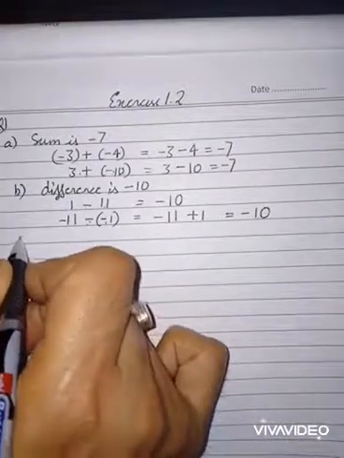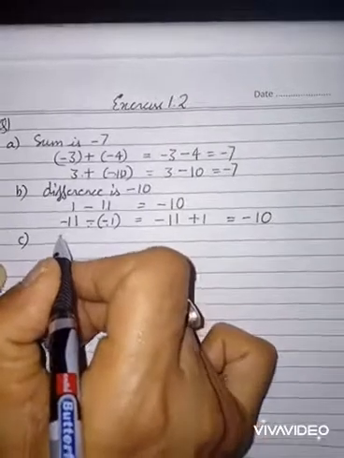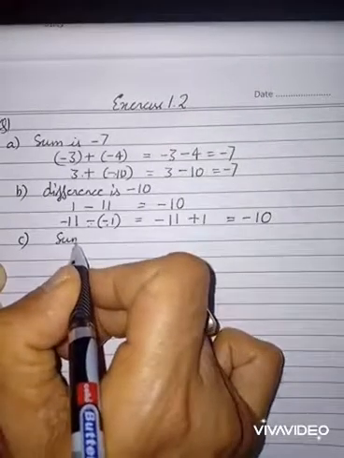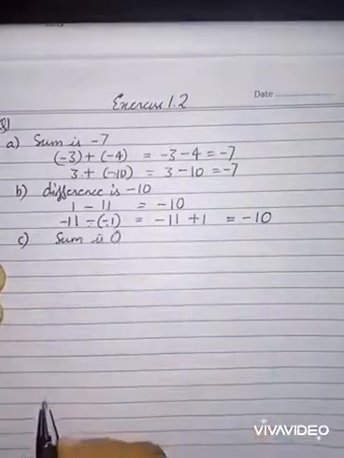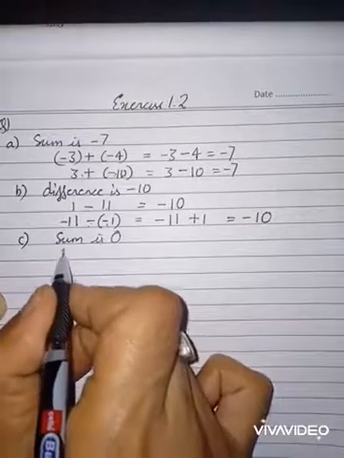Now moving to part C, you can do it yourself, where you have to find two integers such that their sum is 0. Do it yourself.